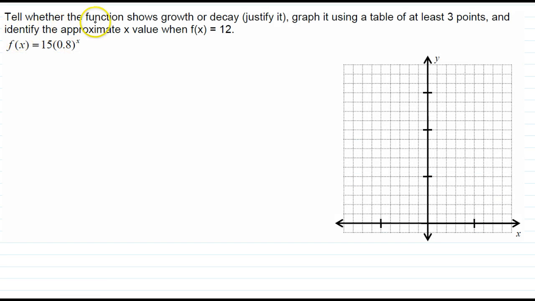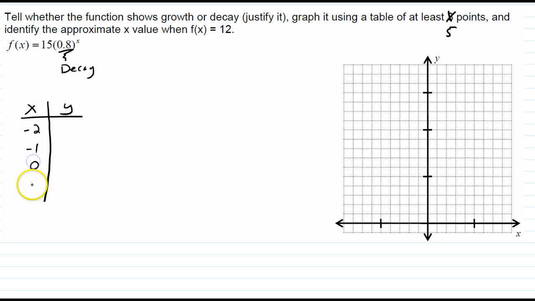All right, tell whether the function shows growth or decay. Here, since this is less than 1, this is going to be decay. Graph it using a table of at least 3 points. I don't think so. 5 points. So go ahead and make a table. The best table to use is going to be -2, -1, 0, 1, 2. And you're just going to take these values and plug them in. I'm actually going to make the table look like this.